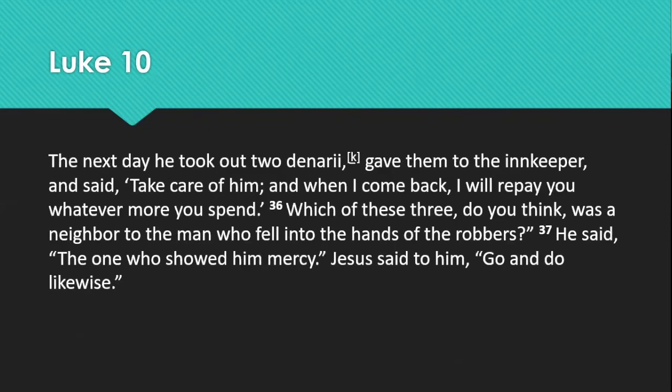The next day, he took out two denarii. He gave them to the innkeeper and said, 'Take care of him. When I come back, I will repay whatever you spend.' Which of these three do you think was a neighbor to the man who fell into the hands of the robbers?" The lawyer said, "The one who showed him mercy." Jesus said to him, "Go and do likewise."